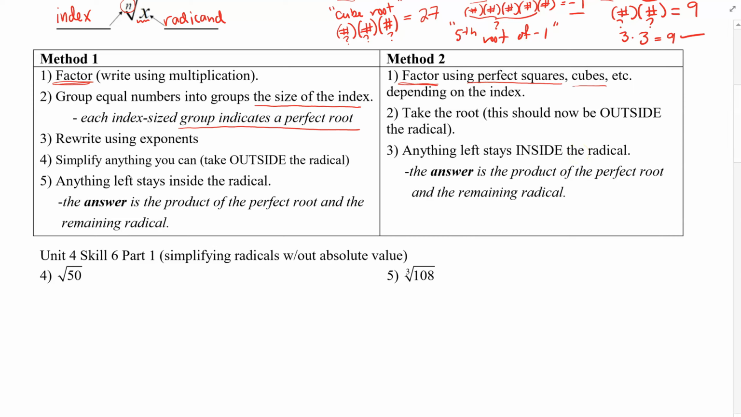But both of them end with simplifying to take stuff outside of the radical, which is basically the perfect roots or the perfect squares. You end up taking the root either way, and the root ends up outside the radical. And then sometimes things are left inside, so that's okay. We leave them inside. And the answer is always a product: a product of the perfect root that we took out times whatever is remaining underneath that radical sign. So let's begin. Let's try it with example 4.